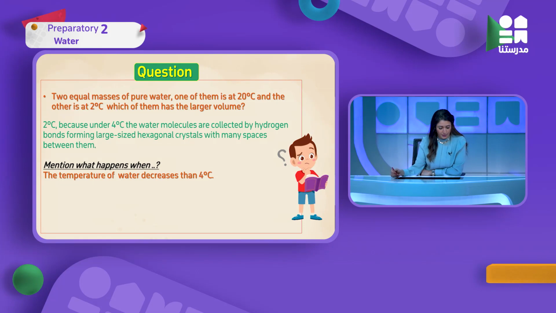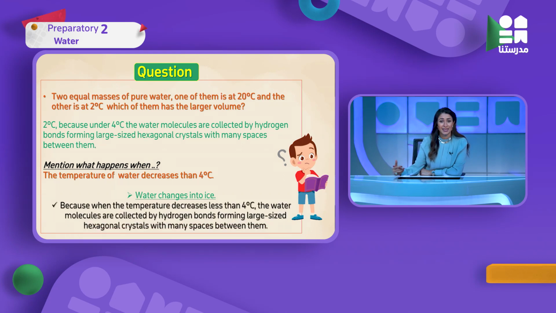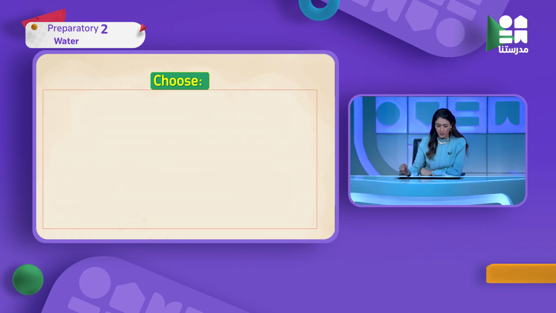Mention what happens when the temperature of water decreases than 4 Celsius. Water changes into ice, of course. طب why? Because when the temperature decreases less than 4 Celsius, the molecules are collected by the hydrogen bonds, forming large-sized hexagonal crystals with many spaces between them. طيب تعالوا نشوف مجموعة choose.